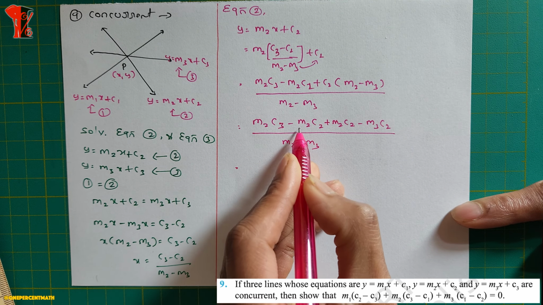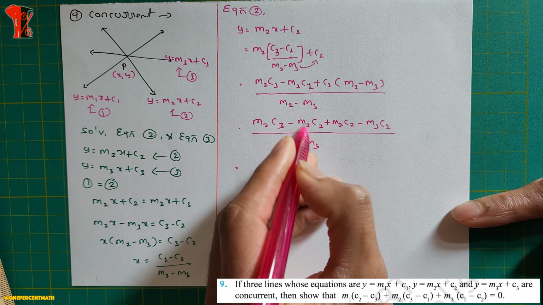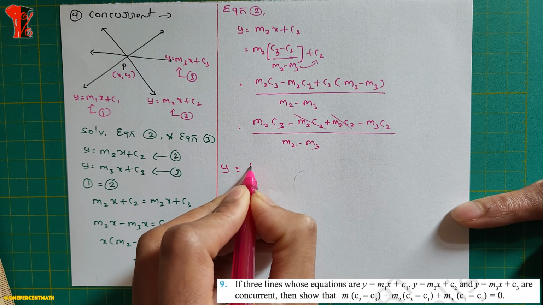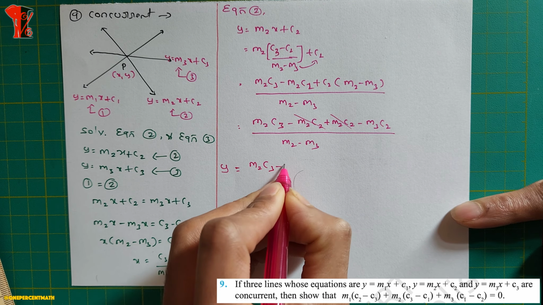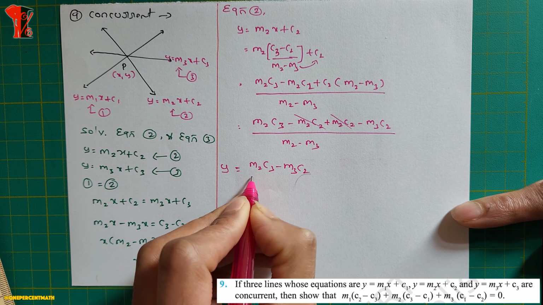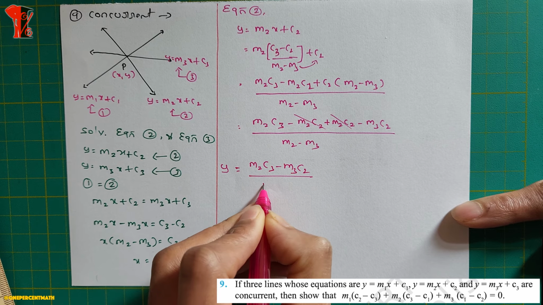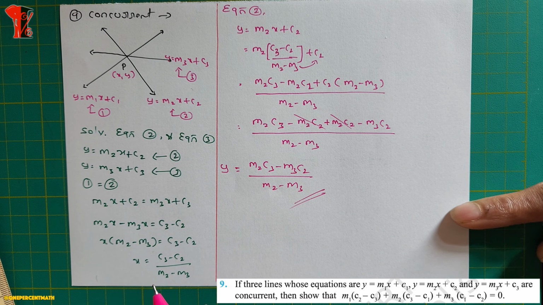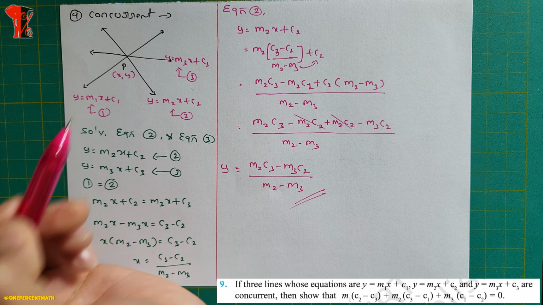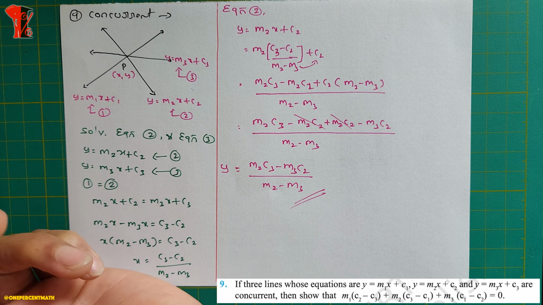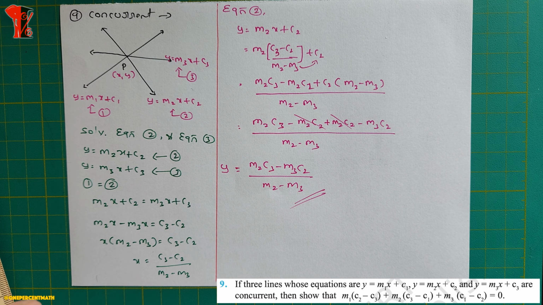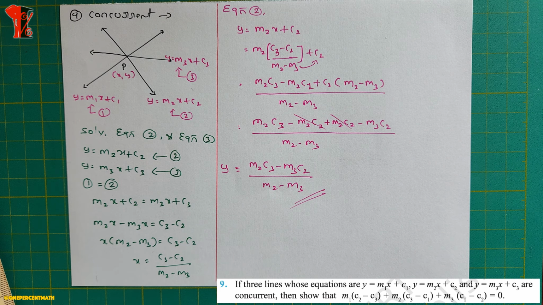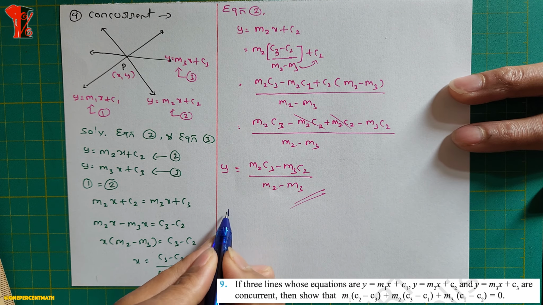Now you can see minus m2c2 plus m2c2 gets cancelled. So what is left? y is equal to (m2c3 minus m3c2) divided by (m2 minus m3). So these are the coordinates of point P. Next, what do we need to find? We need to find the relation. They want us to prove something, right? What do they want us to prove?